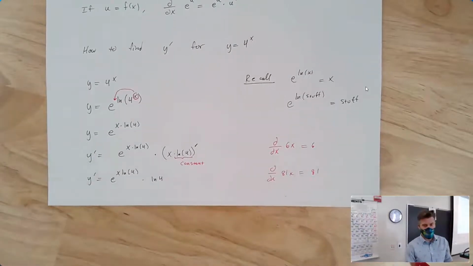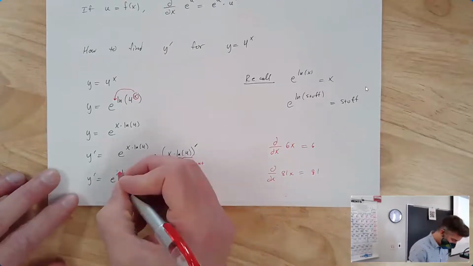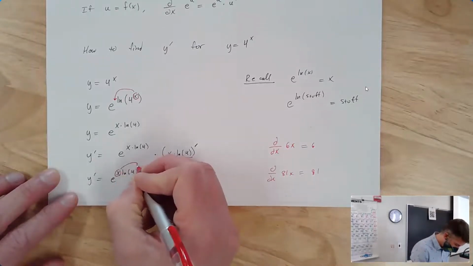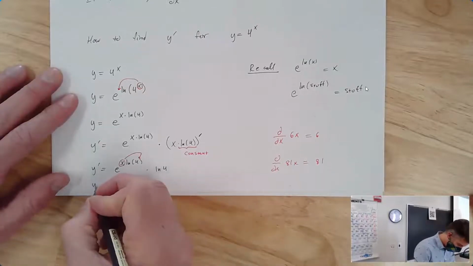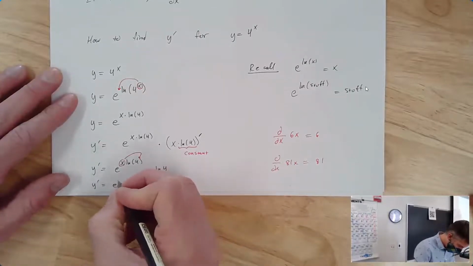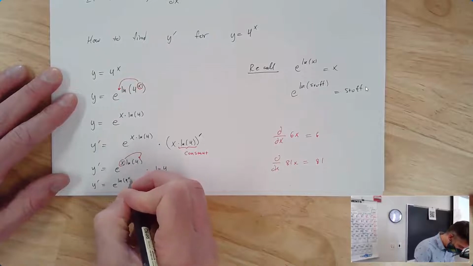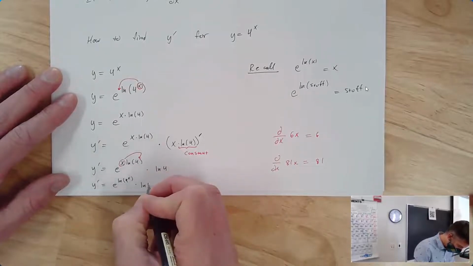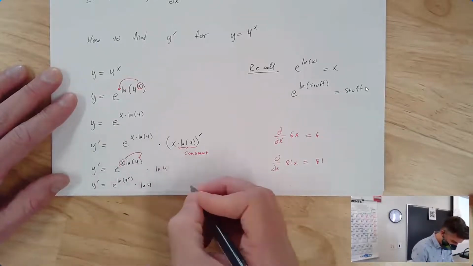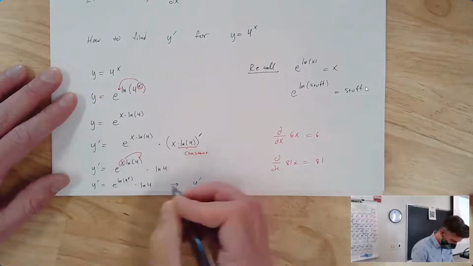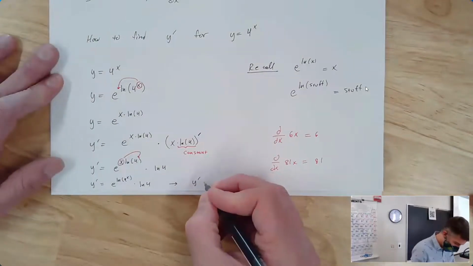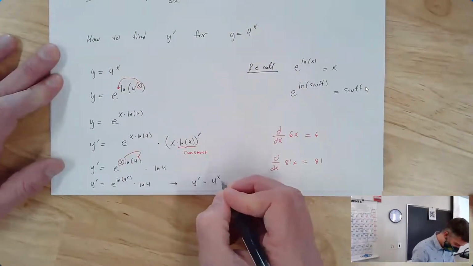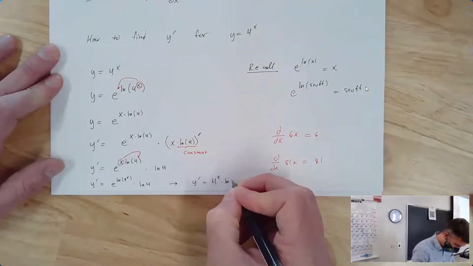I don't want to leave my answer like this because I'm going to put this x back up there and rewrite this as y prime equals e to the natural log of 4 to the x times the natural log of 4. And then finally, e to the natural log of 4 to the x is just 4 to the x. This is really equal to 4 to the x times the natural log of 4.